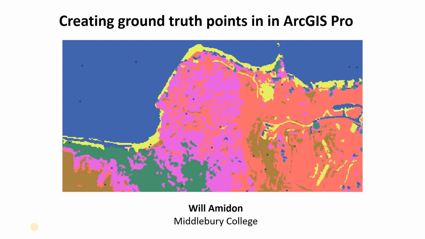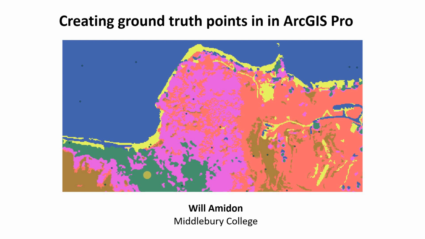Welcome. In this video, I'm going to show you how to create ground truth points in ArcGIS Pro. So to this point, we've created a classified image. This is an 8-bit integer raster in which each pixel value is a number that corresponds to a class. So for example, these blue pixels are water, these green pixels are forest.